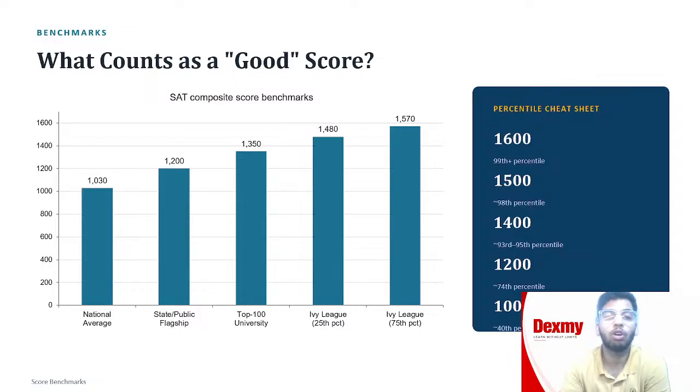So now what counts as a good score? I'll tell you now. The good score will be above 1500 only. Below that you will not get any good college. For the Ivy League, for the best colleges, the best score is above 1550, 1570. But above 1500 is a good score. But we have to try for around a 1600 score only.